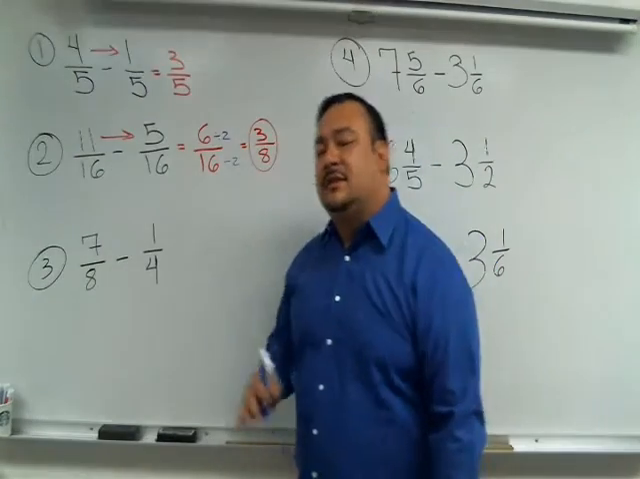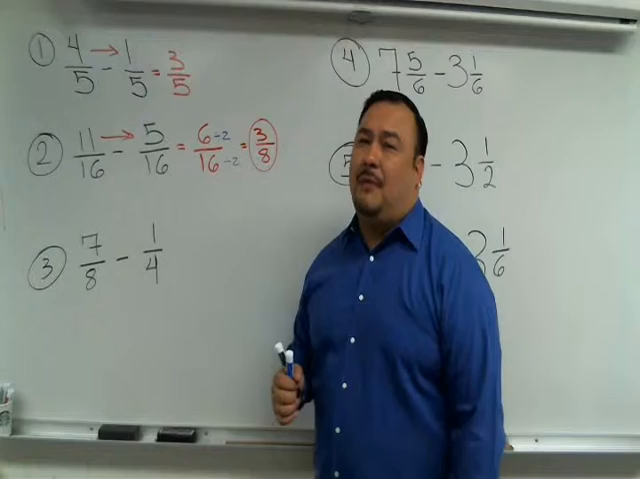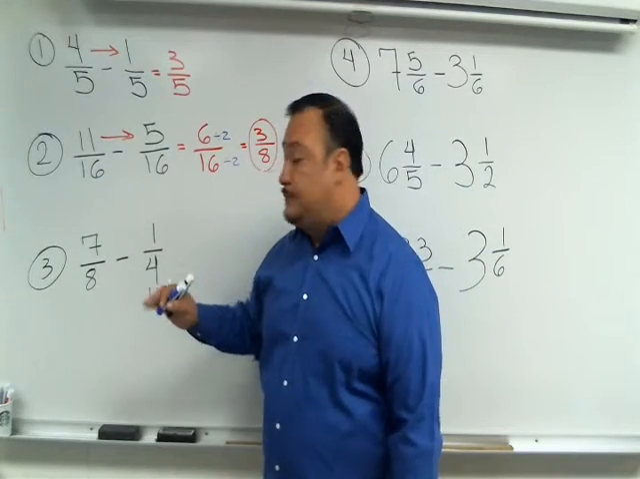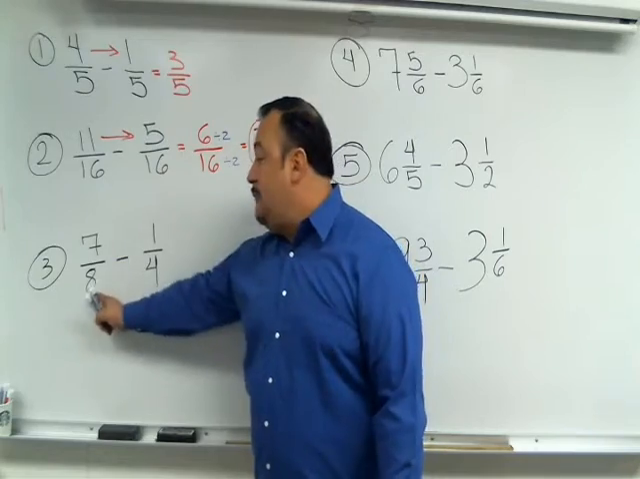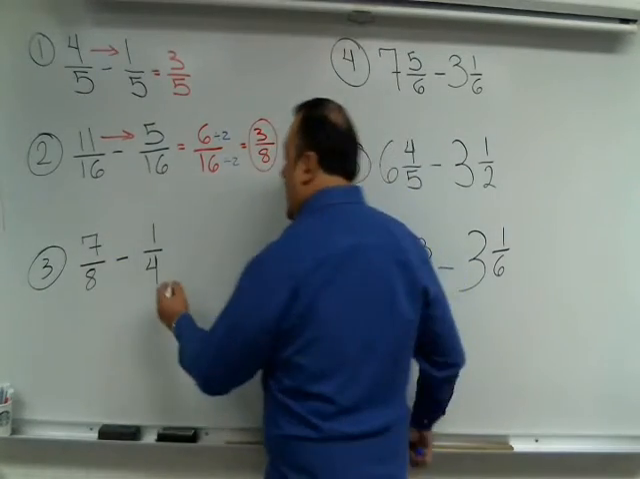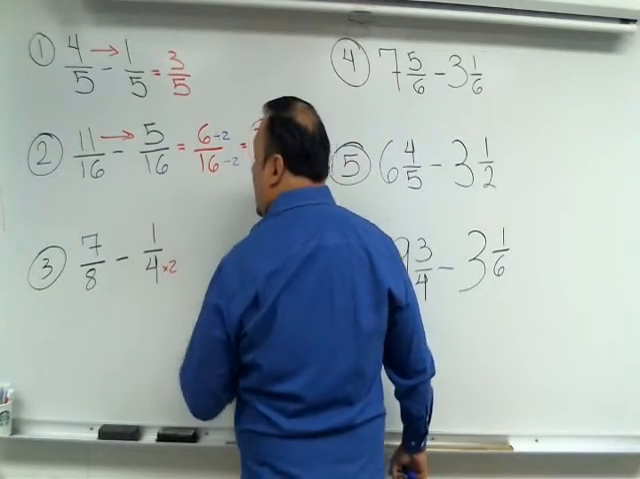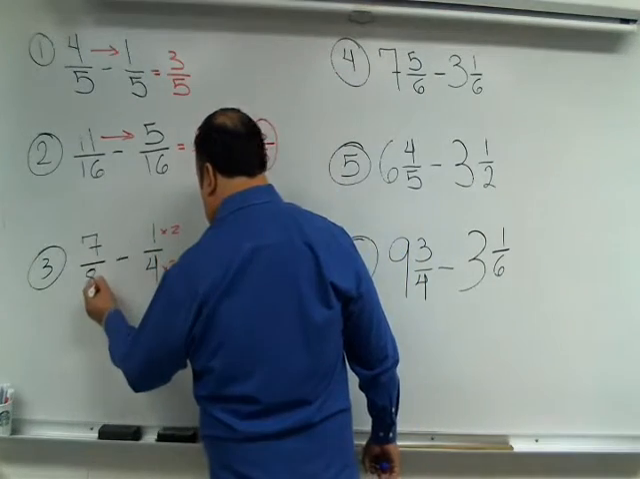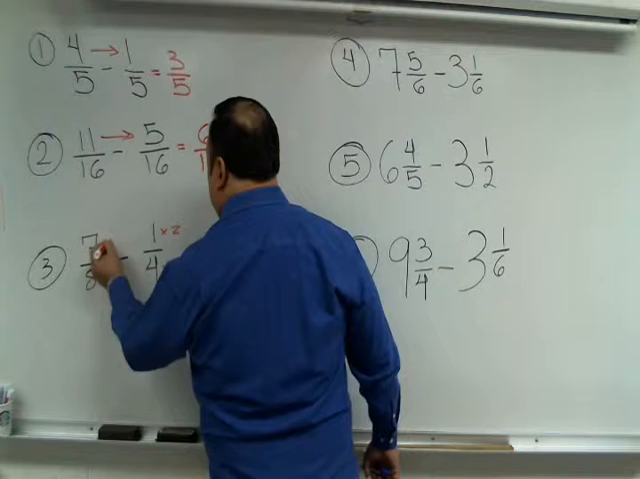Number 3 is a little different because now we don't have a common denominator. Now my 8 and my 4 are different. However, the 4 can be turned into an 8 by multiplying times 2. So what I do to the bottom, just like in addition, I do to the top. I multiply the other fraction times 1 to keep it the same.